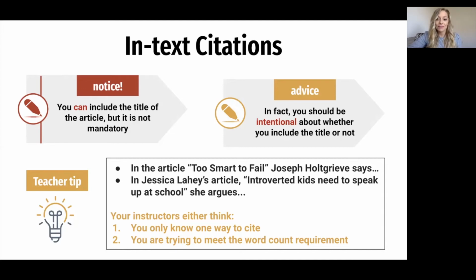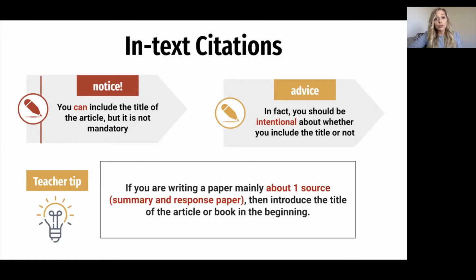Now, sometimes you might want to include the title if you are writing a paper mainly about one source. So if you're writing a summary and response paper, maybe just a personal response to a single source, you definitely want to include the title and maybe give a little summary of it, so that your reader knows the context and what that article is about. In that case, the title would be important. But again, if you've got a paper with like 10 sources, do not include 10 title names in your paper. You can save that for the Works Cited page later.